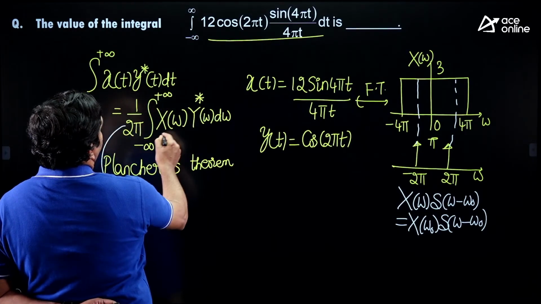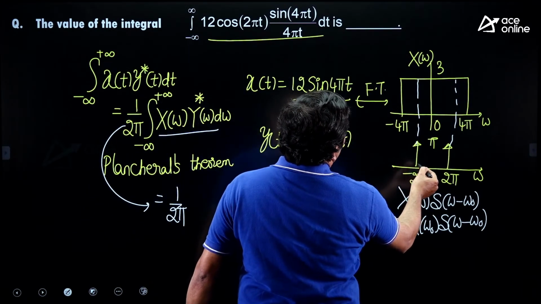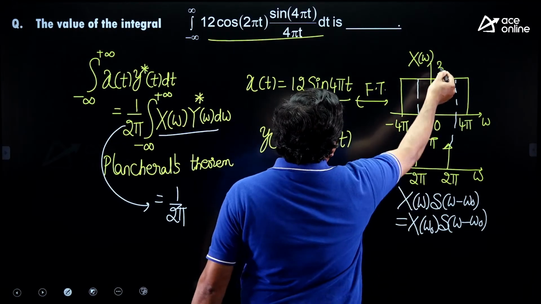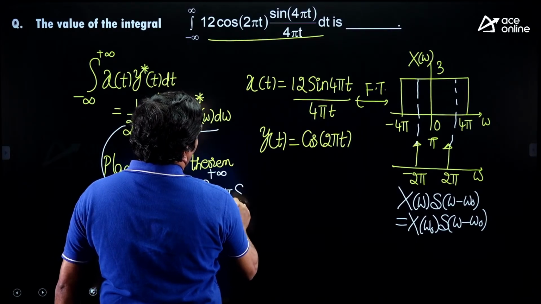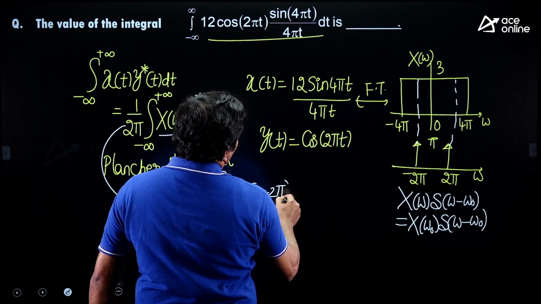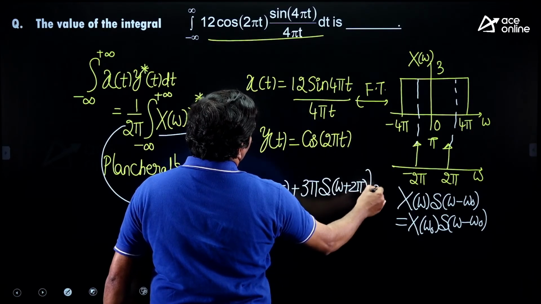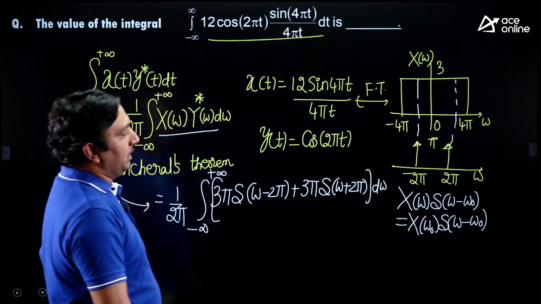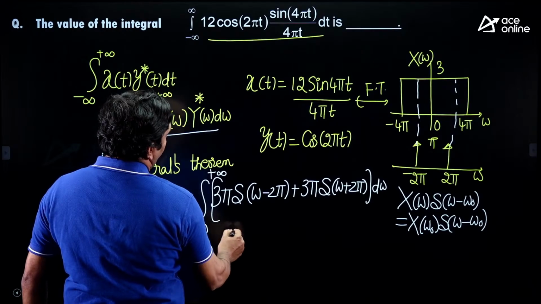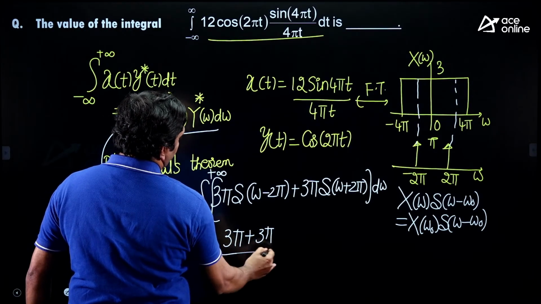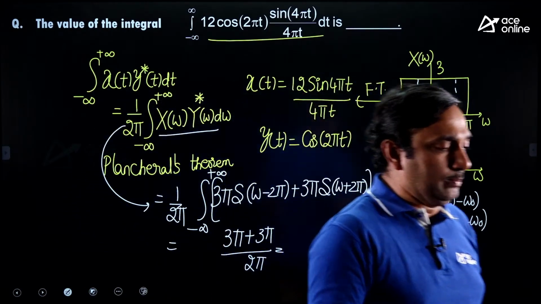So simply we are multiplying the spectrums, X omega into Y omega. According to this product property of impulse, if I am multiplying the impulse with this rectangle, the new weight becomes 3 pi into delta of omega minus 2 pi. Similarly, the other one, 3 pi into delta of omega plus 2 pi. Normally, we know the area under a unit impulse is 1. But what are the individual weights here? The weight of the impulses are 3 pi. Do simplification.